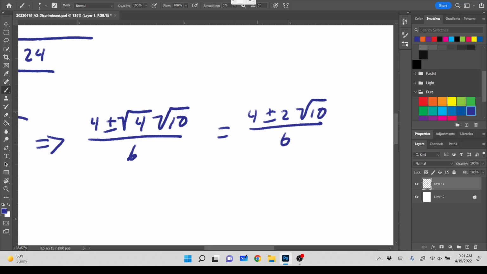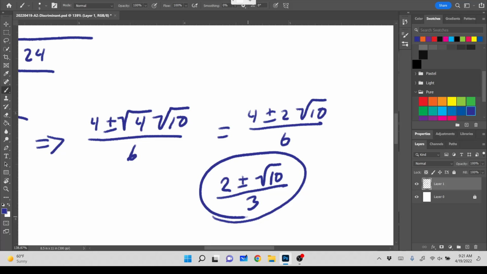That's it? No, because we got to reduce those. Turn it into 2 plus or minus the square root of 10 over 3. And that's finished. Did you figure it out? Yes. Good. Did you accidentally leave out the 2?